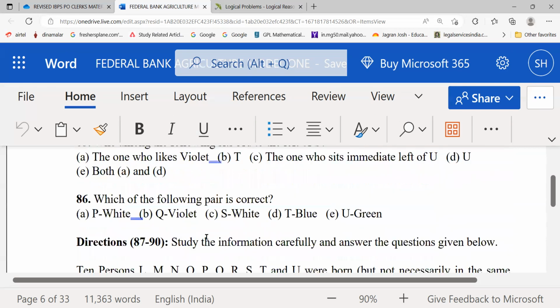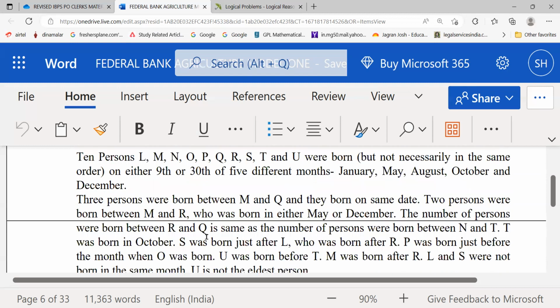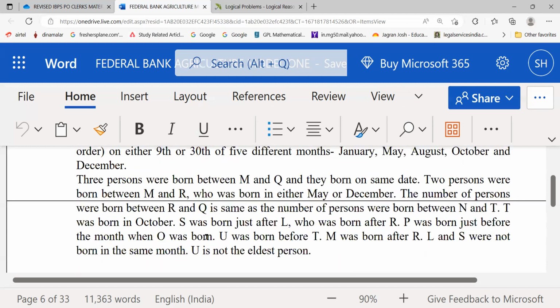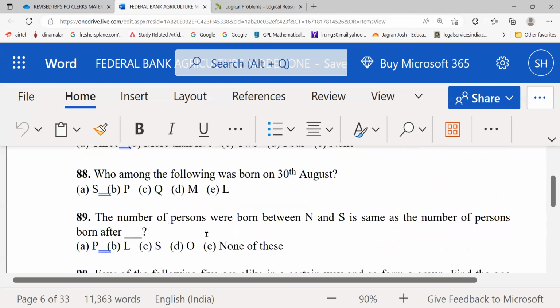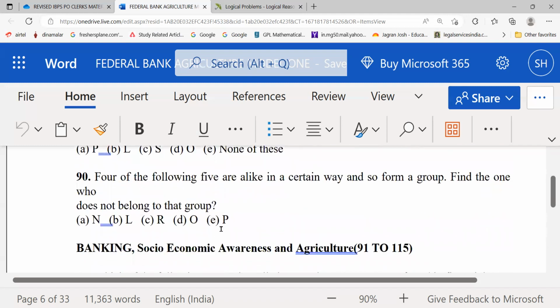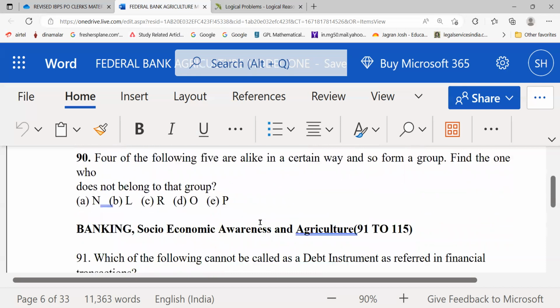Again, another reasoning problem. People who attended my papers told me the real exam paper was much easier than what I have given. Yeah, this is what it is. Next section consists of banking and socio-economic awareness. Here, I have included agriculture. Ignore the questions relating to agriculture.